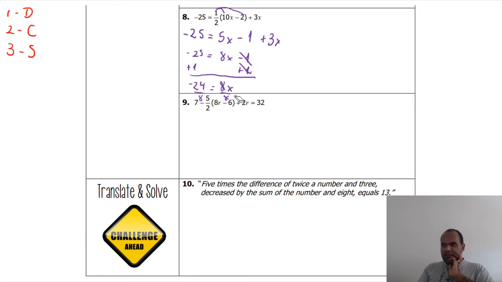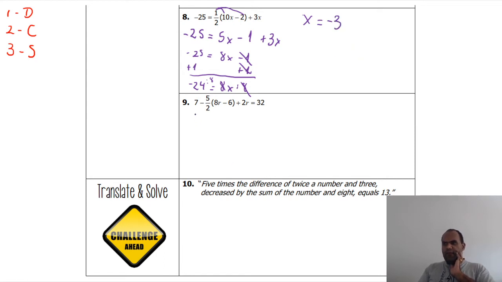Goodbye. 8 divided by 8. Goodbye. And divide by 8 here. Negative 24 divided by 8. What number times 8 equals negative 24? It's negative 3. Yes. x equals negative 3. Done.